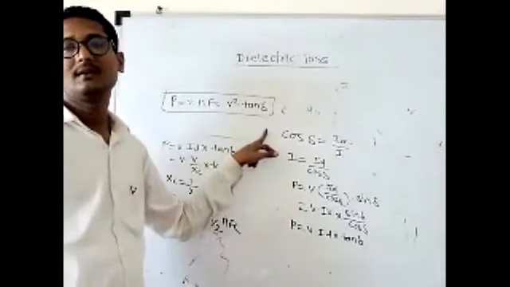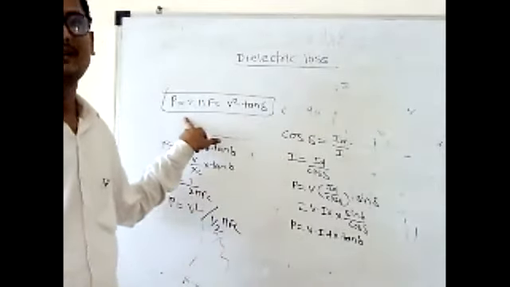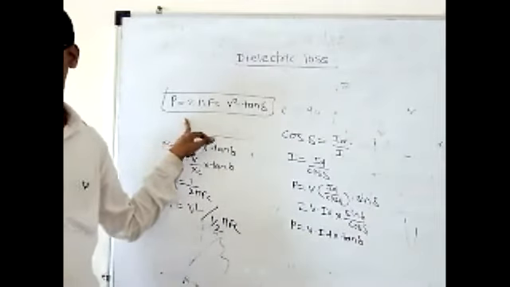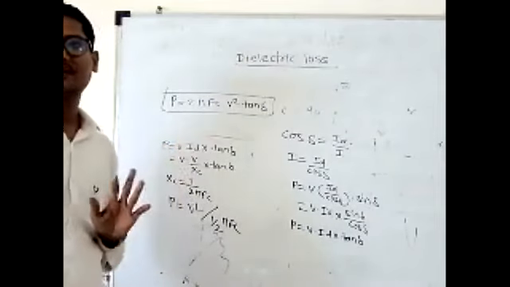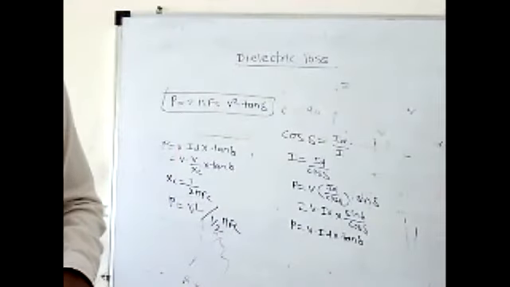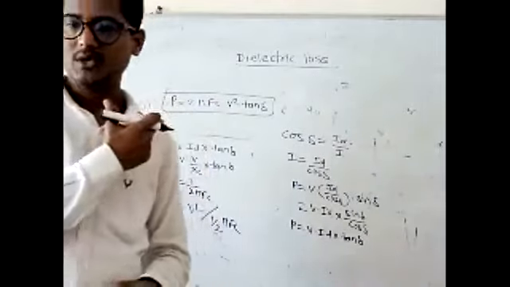Delta is the dielectric loss angle. P is the dielectric loss, and C is the capacitance of the parallel plate capacitor. Okay, got it? This is the small derivation of dielectric loss.